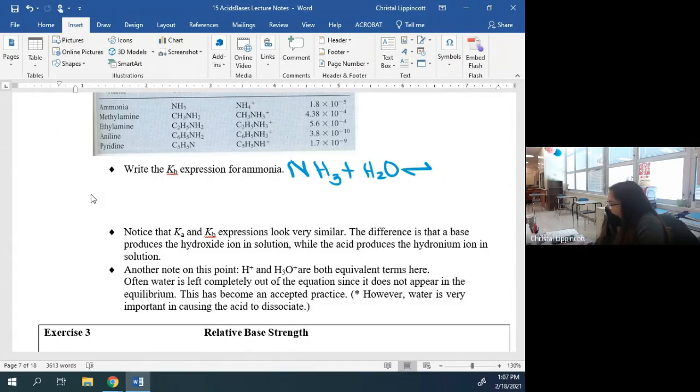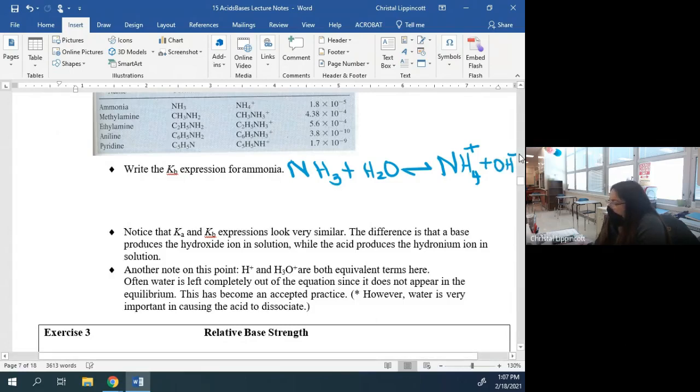This is going to act as an acid. Remember, water is amphoteric, which means sometimes it acts like an acid, sometimes it acts like a base. Right now, it's going to act like an acid, and it's going to give one of those H's to the ammonia, to make ammonium ion, and then we're going to leave behind the OH minus.